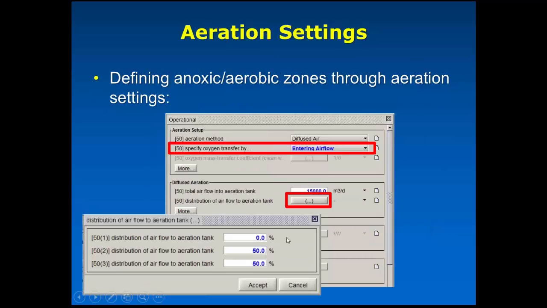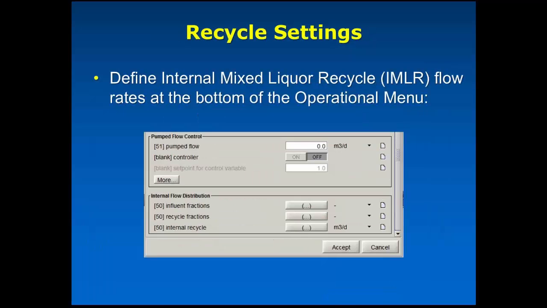Okay, so that's aeration settings. Now moving on to the third of the 4 items that I mentioned. The third one is defining the internal mixed liquor recycle flow. So this is for when you want to move some flow, usually from downstream in some of your areas upstream, back into one of the earlier zones.